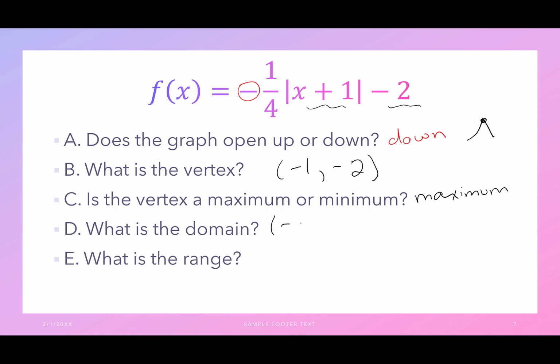The domain will still be negative infinity to infinity. And then the range will stop when it gets to negative 2. So this negative 1, negative 2 is the highest point on the graph. So the range is negative infinity, negative 2.